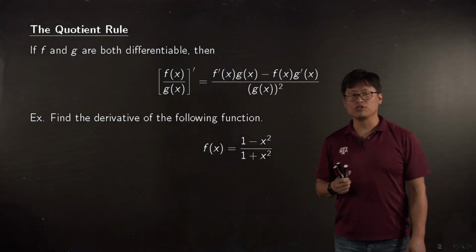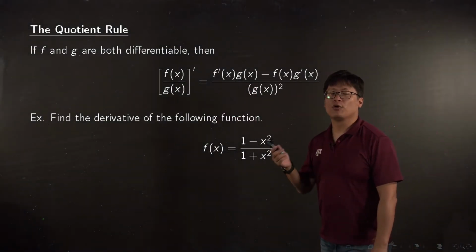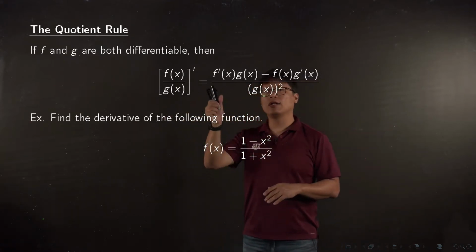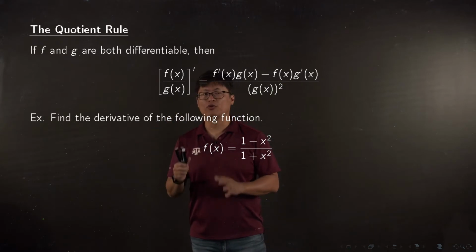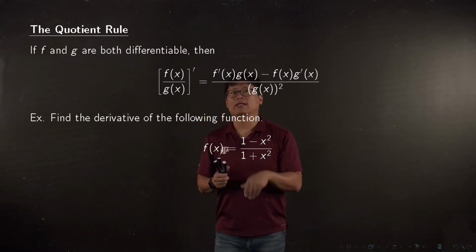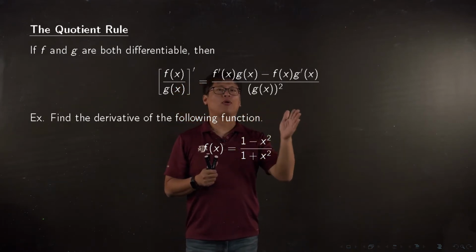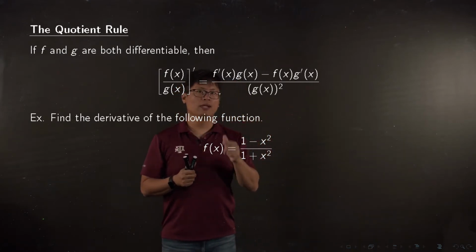Now let's talk about the quotient rule. In the previous slide, we talked about the product rule, which is the f times g form. Now it is the f over g form, which is the quotient form. So look at that. It is f prime times g minus f times g prime over your denominator function squared.